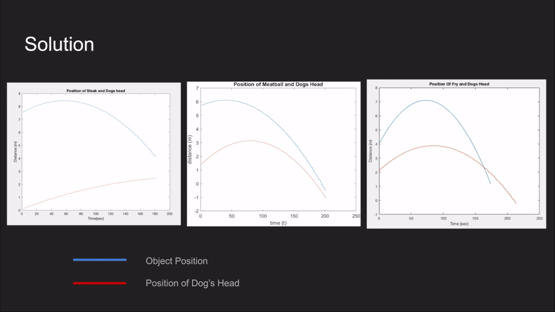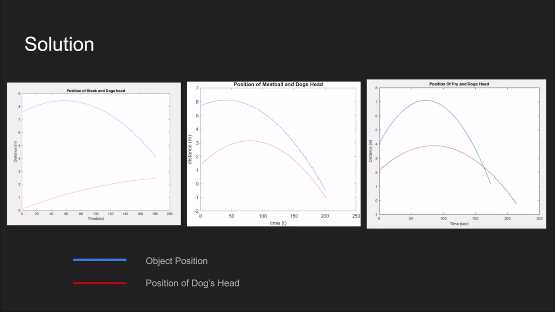These plots represent our solution. It shows the position of the dog's head with the red line and the object position with the blue line as the object is being tossed to the dog. To pull a conclusion from this data, we can tell that when he moves at the same time as the object, he is more likely to catch it.